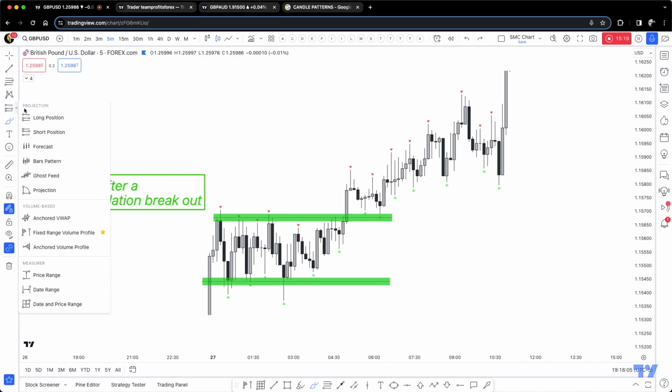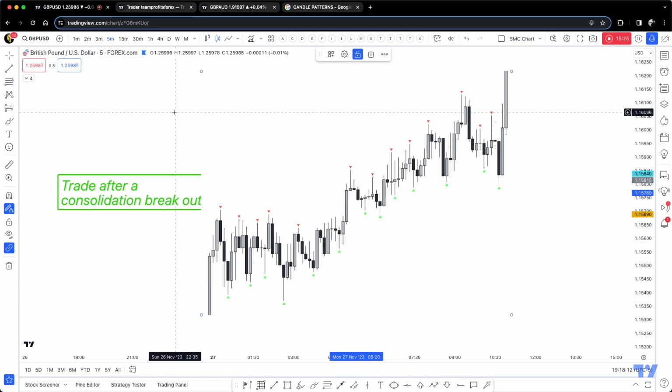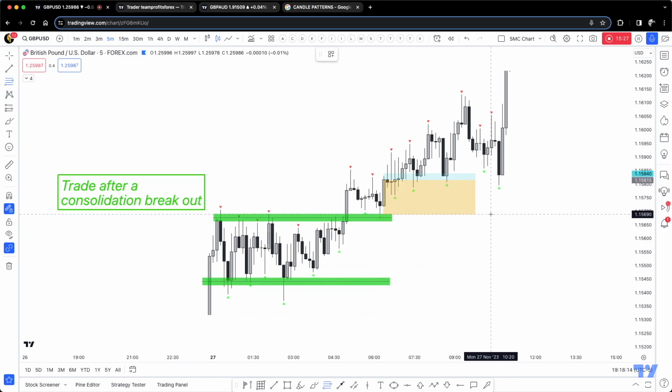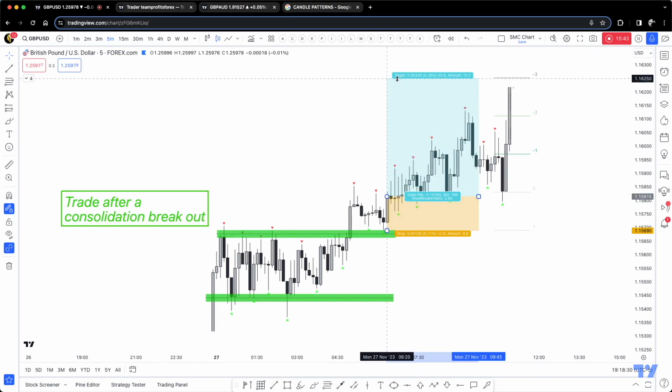Where was the entry? As soon as the candle closed. Where's the stop loss? Normally below this low. Let's use the Fibonacci, from the low, which is this low, to the high of the engulfing. So from this low to this high, and we can target either 1 to 2 or 1 to 3 risk to reward, whatever, right there.